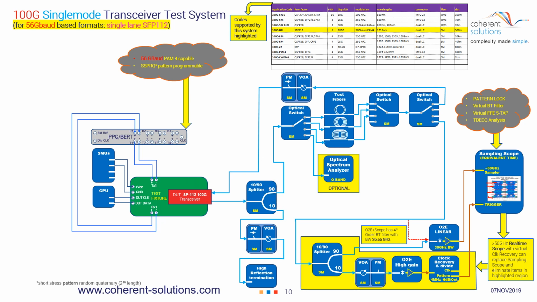Let's talk about the 10% path first. The reason that this signal is here is that a small portion goes out and through an optical attenuator to a very high reflection termination. Essentially, this is a mirror. So whatever signal we send down this way will come back through the attenuator, and it will experience again the attenuation which is set here.